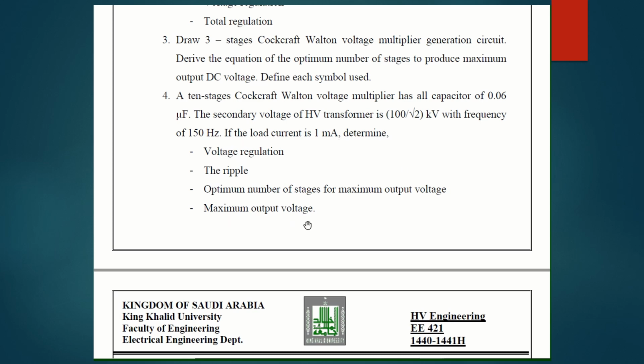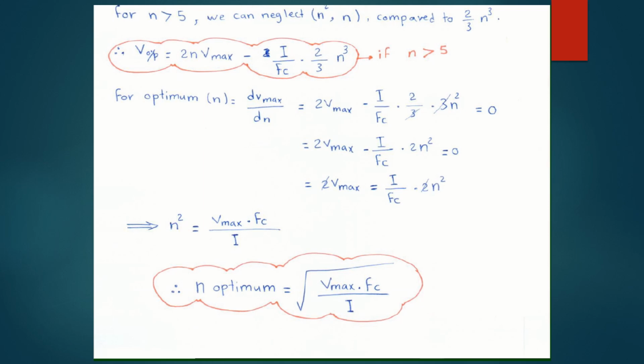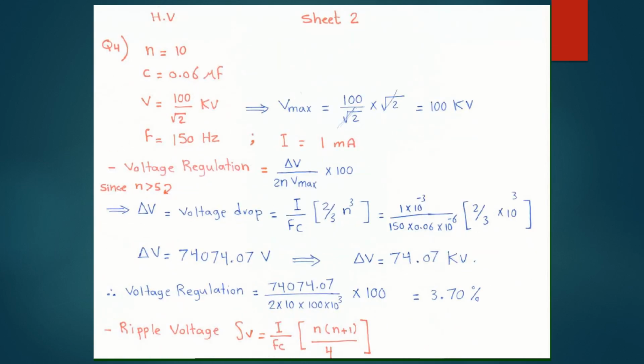So in this question, he gives us some given values, and he wants us to find the required values. So let's move on to what he asked us to find. Okay, so let's move on to question 4. So the given values: he gives us the number of stages, which is equal to 10, and the capacitors 0.06 microfarad, and he gives us the voltage, which is equal to 100 divided by root 2 kilovolt.